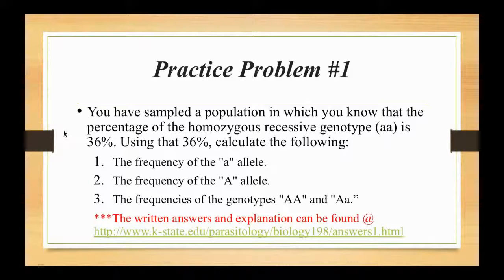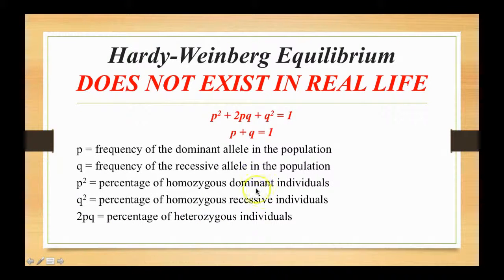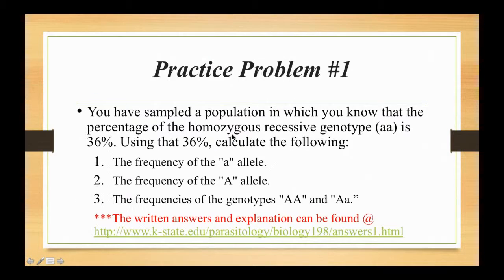The second question asks about the frequency of the big A allele, which is the dominant allele. Here p plus q is 1, and we know q already, the recessive allele, 0.6. So all we have to do is figure out p, the dominant allele, big A. 1 minus q, 1 minus 0.6, gives you 0.4. So the answer for number 2 is 0.4.